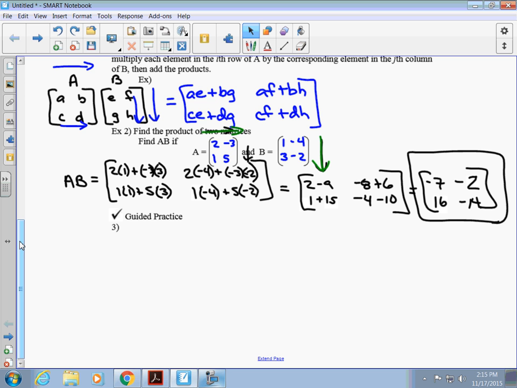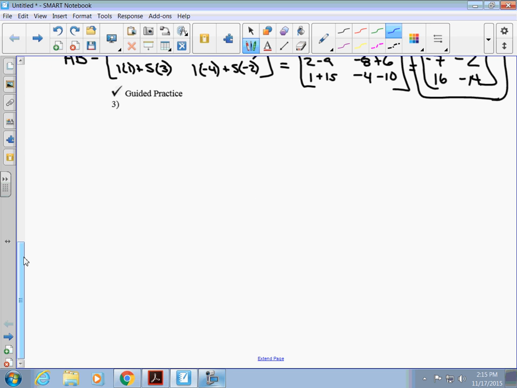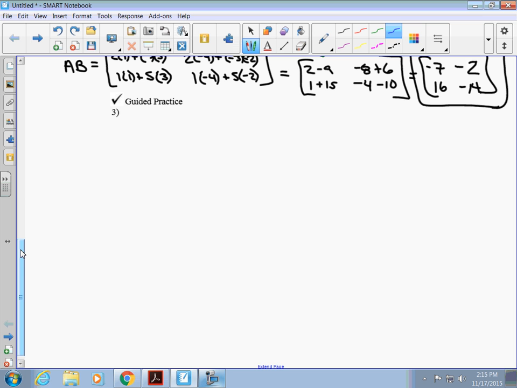So let's do guided practice question number 3 in your book. And I'll go ahead and write this up here quick. So A, the A matrix is negative 3, 3, 1, negative 2. And the B matrix, which we're going to multiply, is 1 and 5, and negative 3, and negative 2.